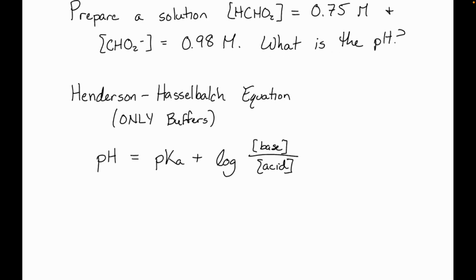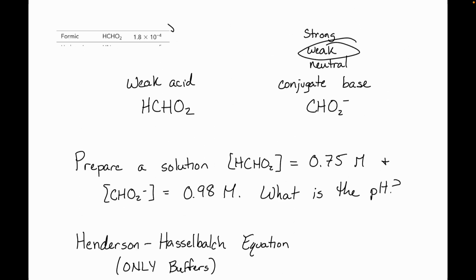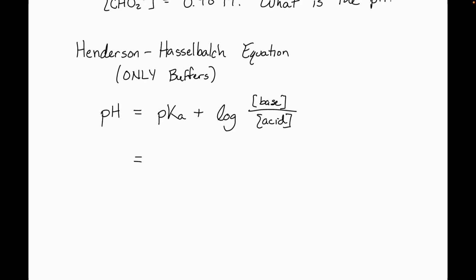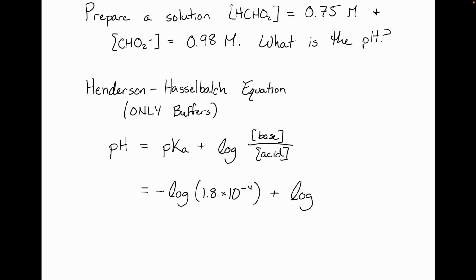Okay? So, using this equation here, we looked up formic acid. We said that the Ka was 1.8 times 10 to the -4. So in order to get the pKa, I'm going to take the negative log of 1.8 times 10 to the -4. And then I need to add the log of the ratio of concentrations. The base, my conjugate base, was 0.98 molar. And the acid component, my formic acid, was 0.75 molar.